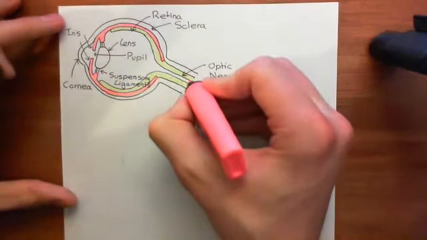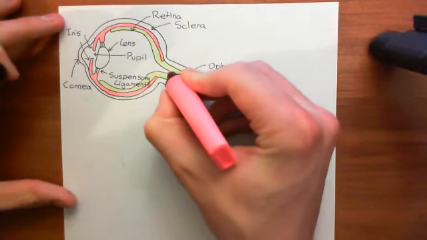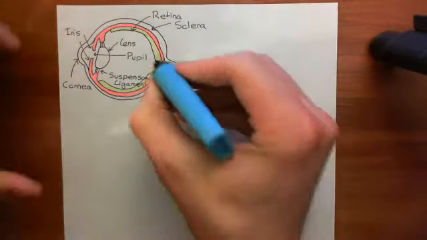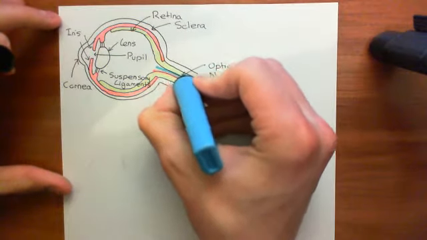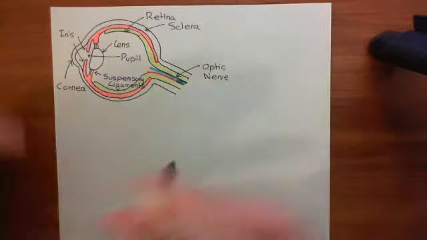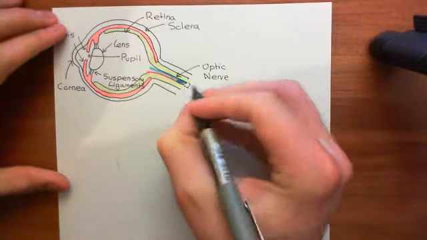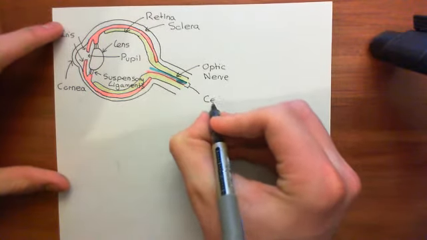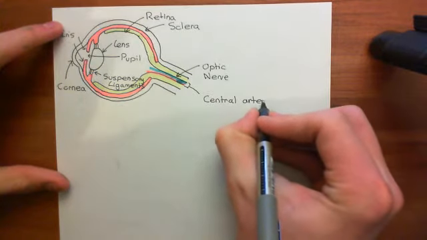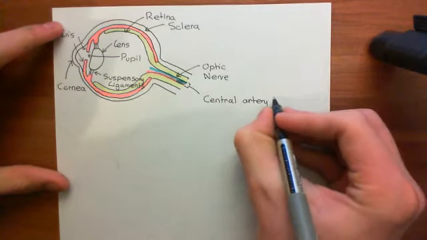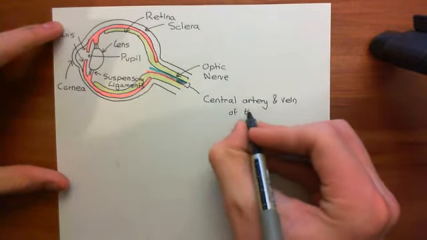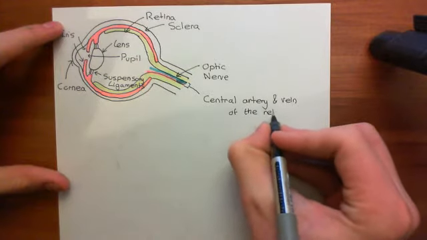I want to put in the artery and the vein, which supply and drain blood from the retina. Okay, and these move up through the middle of the optic nerve, which is why I've left that gap down the middle. Okay, so this artery and this vein here, those are called the central artery and the central vein of the retina. So we have here, moving up through the optic nerve, the central artery and vein of the retina. Okay, so those are just a few extra little structures that I wanted to add on.